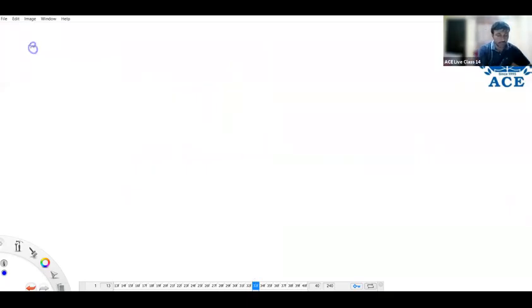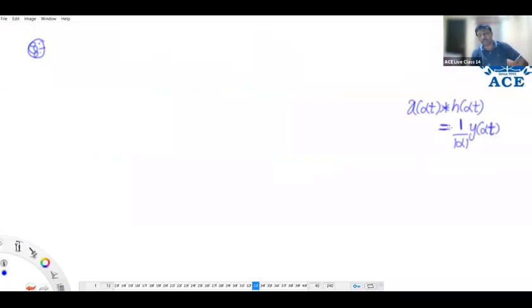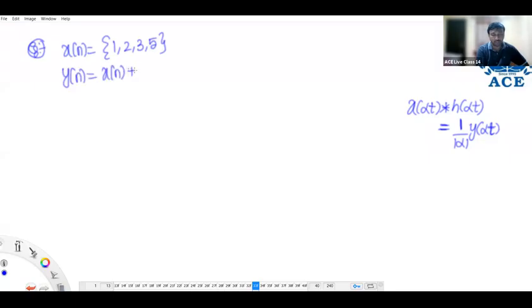The question I am framing is: in the continuous case we studied that x of alpha t convolved with h of alpha t is 1 by mod alpha times y of alpha t. Whether that property is equally valid for discrete or not, you check on your own. X of n is the set 1, 2, 3, 5. Y of n is x of n convolved with x of n. Y1 of n is x of 2n convolved with x of 2n.